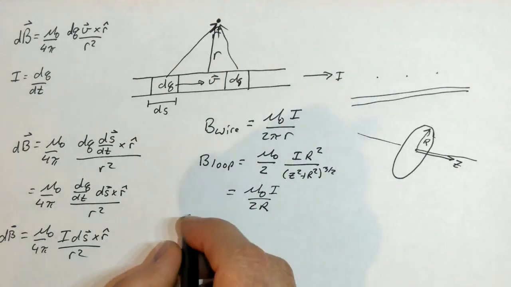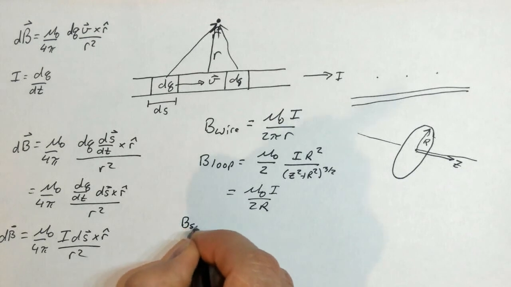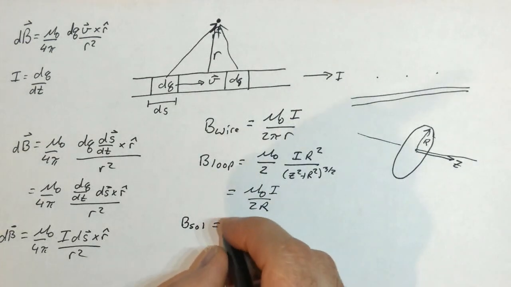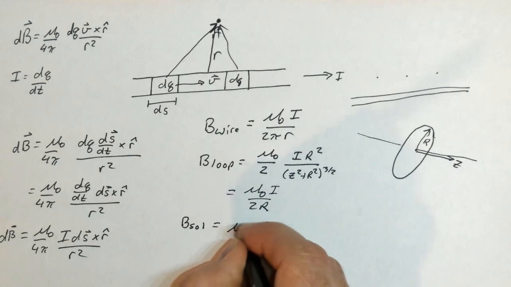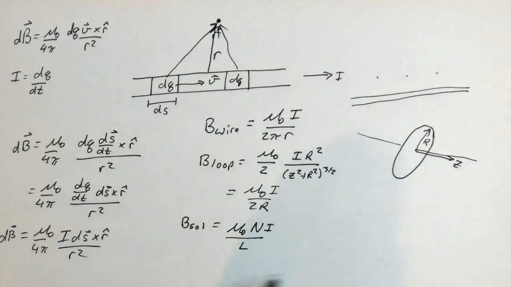Okay, another one that's really valuable is the solenoid. The solenoid is basically a bunch of loops stacked on top of each other. Okay, and I'll show the result and then I'll draw the picture. But a solenoid has mu naught N I over L, where N is the number of loops and L is how long.